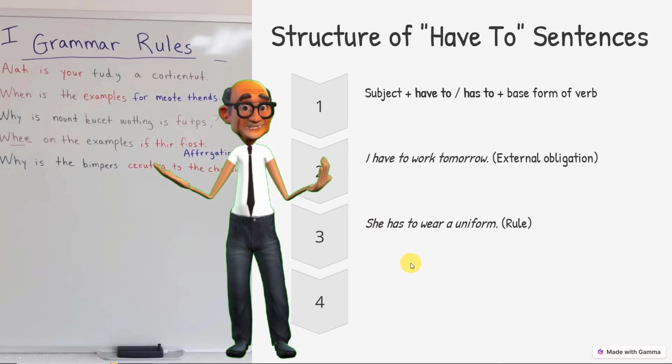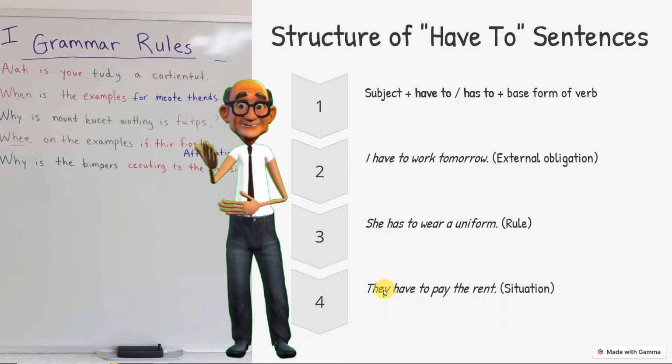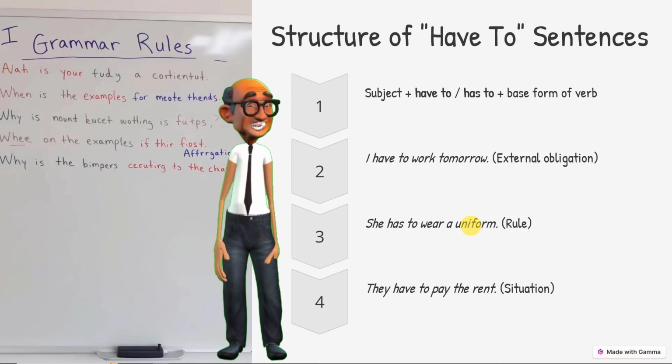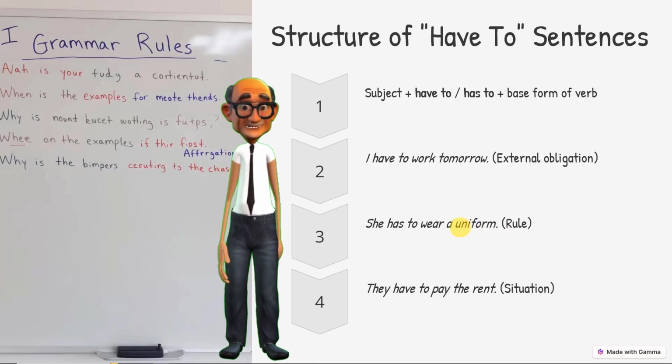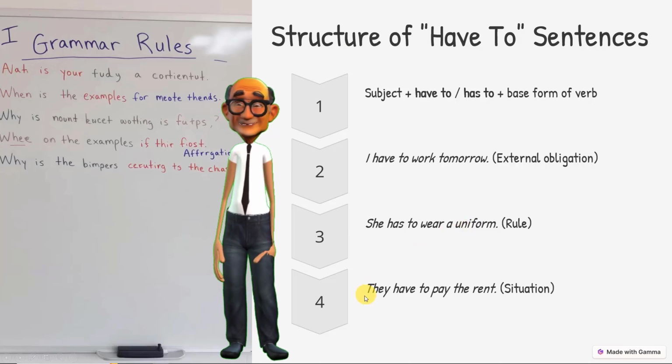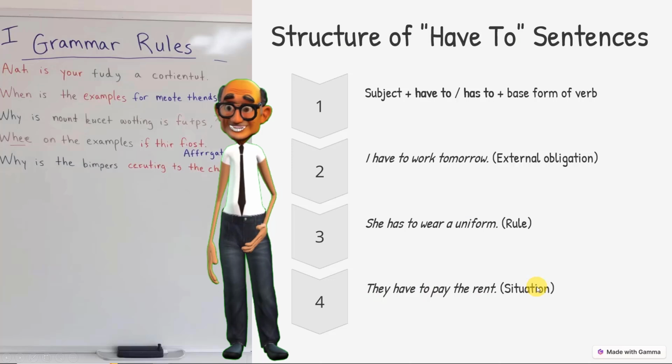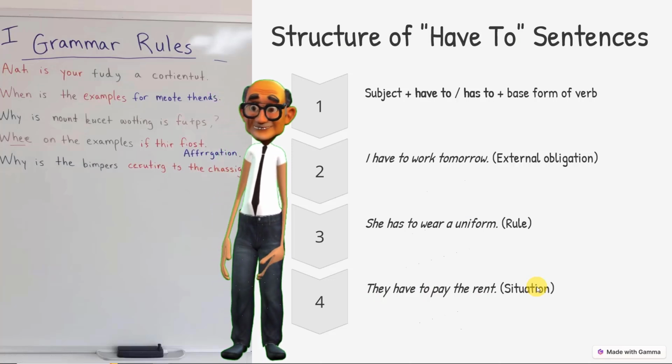Righto, and let's look at the fourth and the last one. They have to pay the rent. It's a situation, right? So she has to wear a uniform. That's a rule, like a policeman has to wear a uniform. A security guard normally has to wear a uniform. A nurse, that is all jobs where people wear a uniform. And of course, they have to pay the rent. It's such a situation. You have to pay your car. You have to pay your school fees, whatever the case might be. Righto, guys.